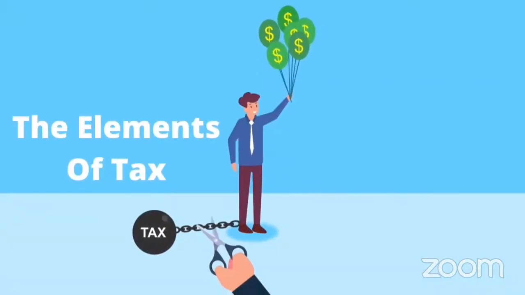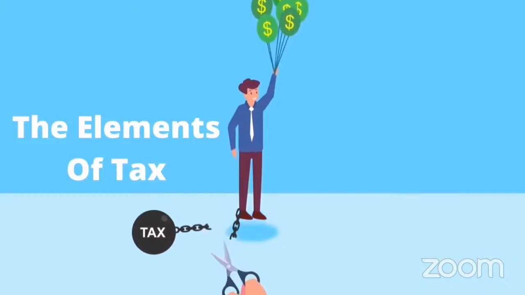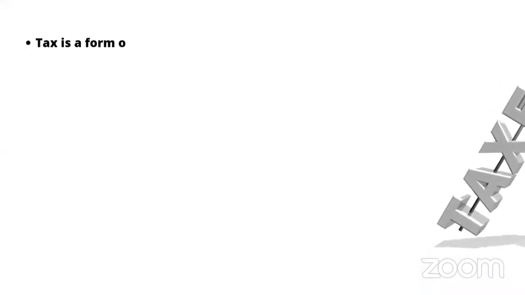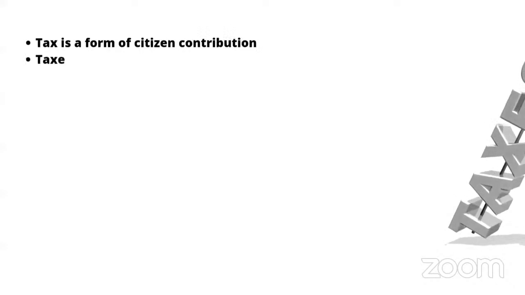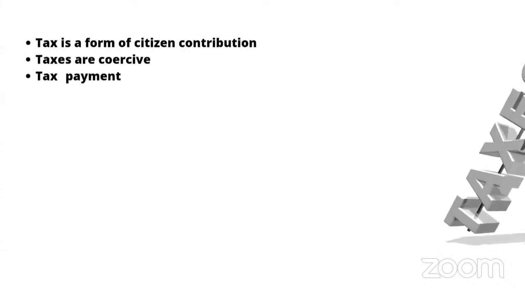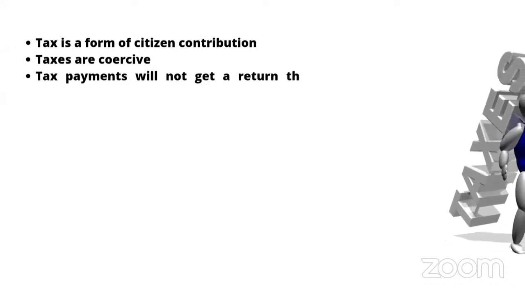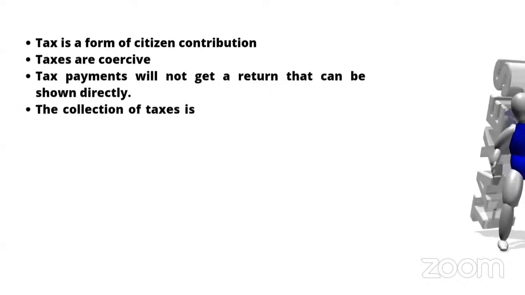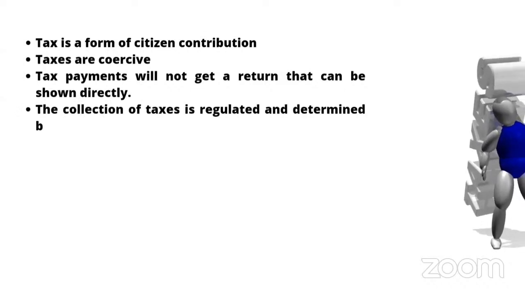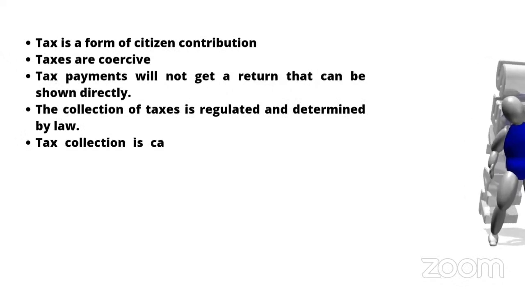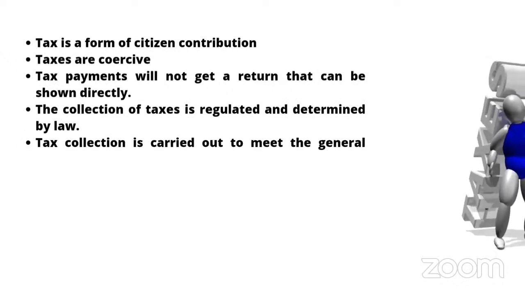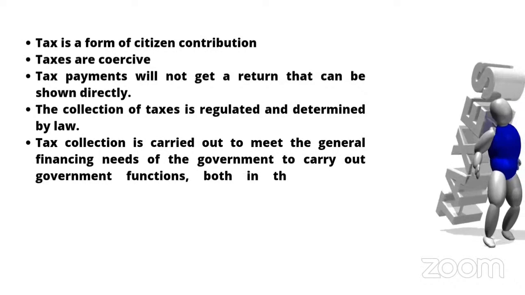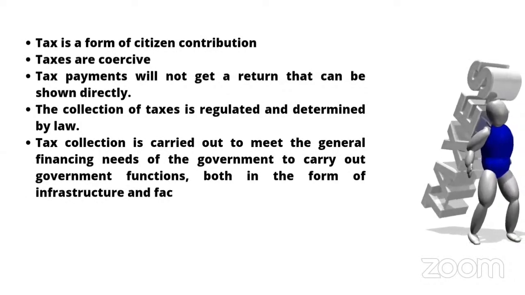The elements of tax. Taxes have the following characteristics or elements, such as: tax is a form of citizen contribution. Taxes are coercive. Tax payments will not get a return that can be shown directly. The collection of tax is regulated and determined by law. Tax collection is carried out to meet the general financing needs of the government to carry out the government functions, both in the form of infrastructure and facilities.